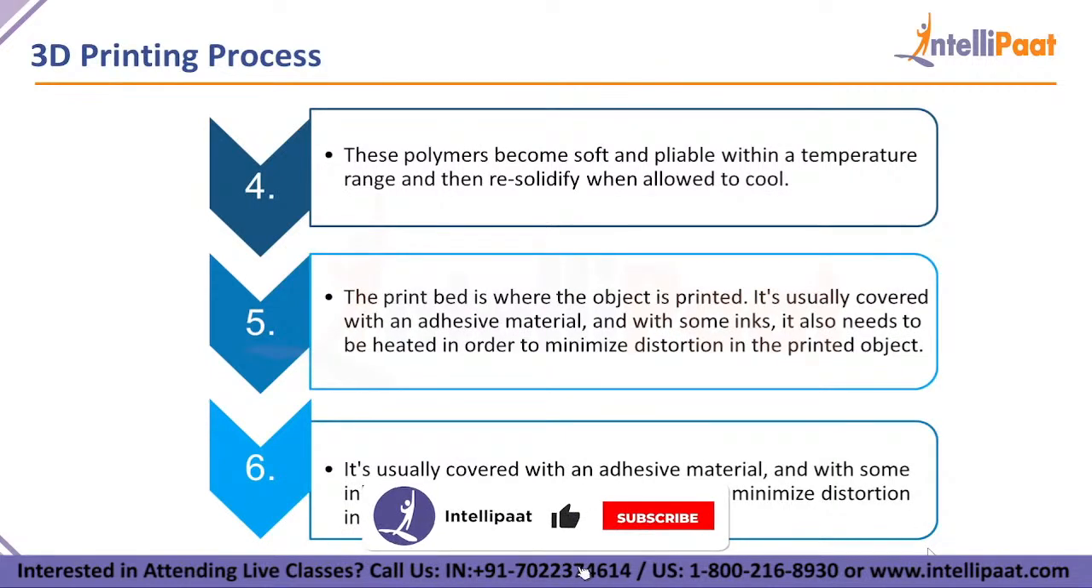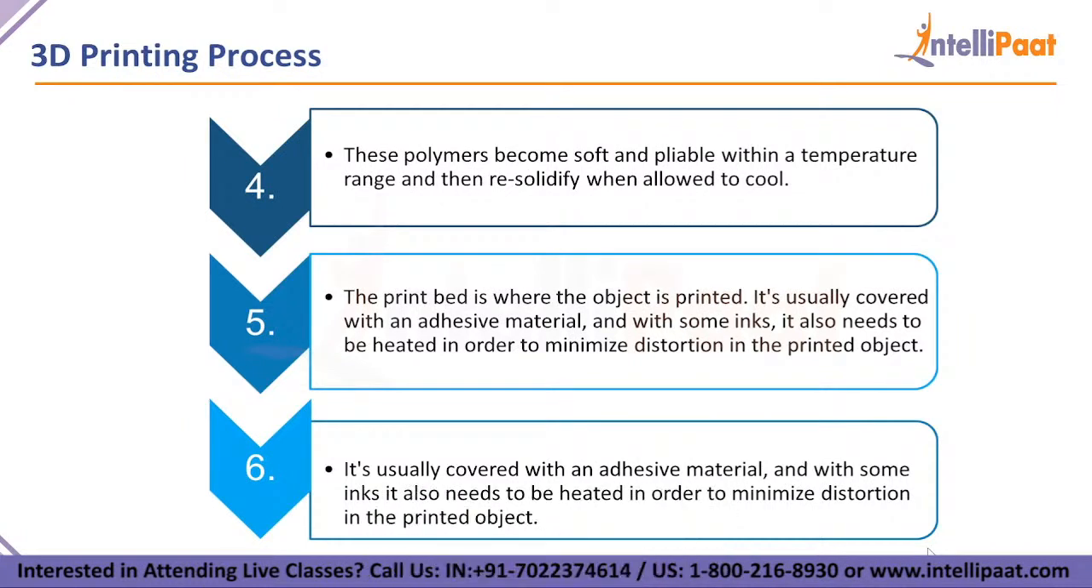The print bed is where the object is printed. It's usually covered with an adhesive material and with some inks. It also needs to be heated in order to minimize distortion in the printed object. The extruder temperature may be set manually depending on the model. The nozzle position is controlled by the microcontroller, which is directed by commands in the print file.